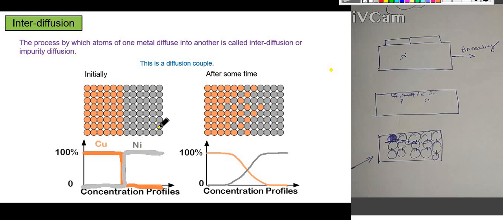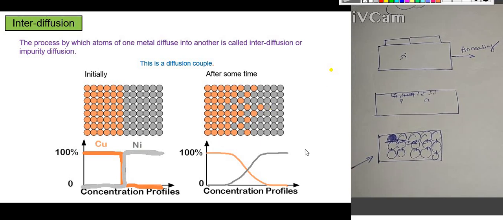Okay, so after diffusion, so there is a gradient. Here we have 100% copper and here we have 100% nickel. So there is a diffusion gradient. So by this diffusion gradient, what happened? The copper atoms and the nickel atoms start to diffuse into each other. Okay, they start to diffuse. So after diffusion, this is the figure. Here we can see some of the nickel atoms diffuse into the region of the copper, and some copper atoms diffuse into the region of the nickel.